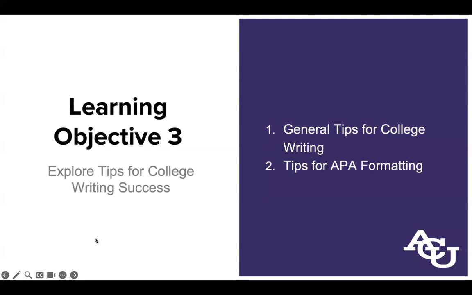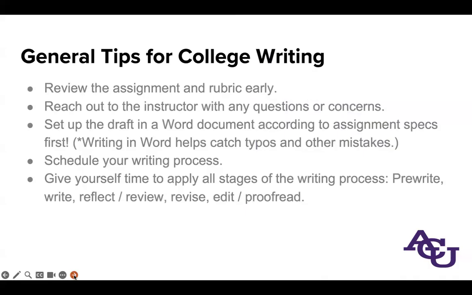As we wrap up, we're going to quickly go through some general tips for college writing in APA format. So this is basically a review of what we've been talking about already. General tips for college writing. Please review the assignment and look over the rubric early. Reach out to the instructor with any questions or concerns using that email strategy we set up earlier. Set up the draft in a Word document according to the assignment specifications first. Remember, you can set it up and write sentence stems even if you haven't done all your research. And it's a good hint to write in Word because it helps you catch typos and other mistakes.